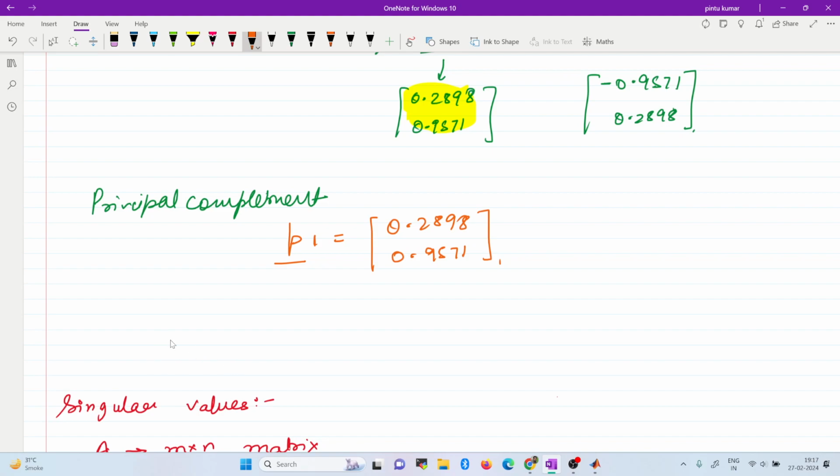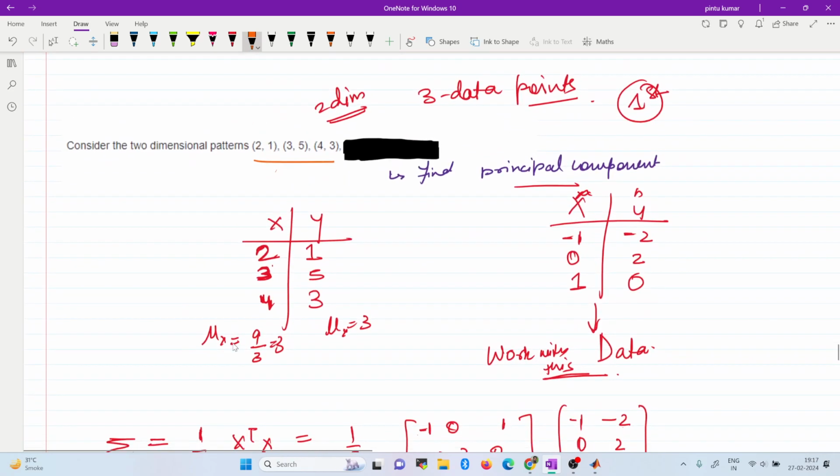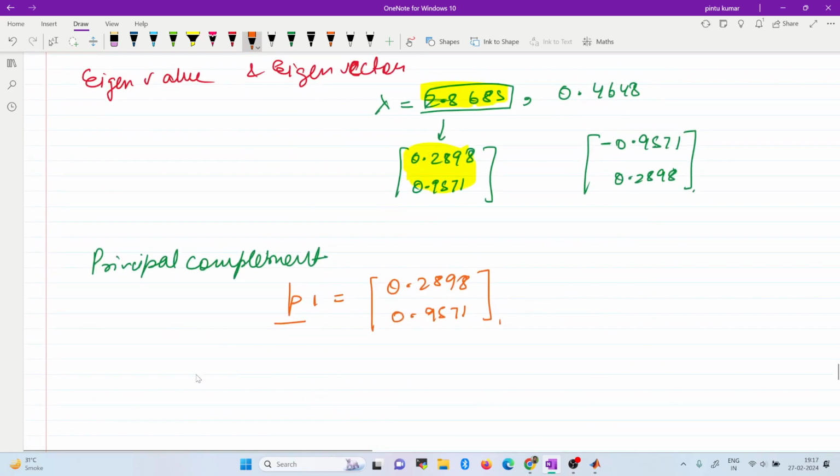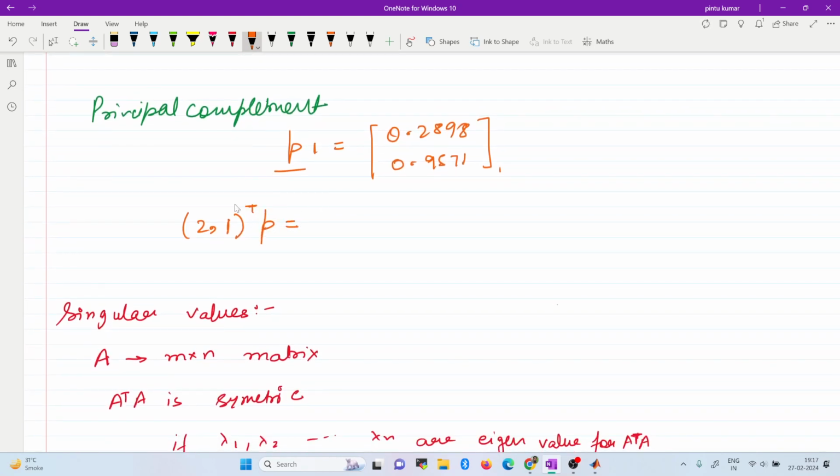Okay, how would you project your data points? For example, your first data point, this is 2, 1. This can be projected as 2, 1 transpose P, that is nothing but 2 times 0.2898 plus 1 times 0.957. So whatever number you get will be a one-dimensional representation of your data point 2, 1. Okay, and this is how we do principal component analysis.